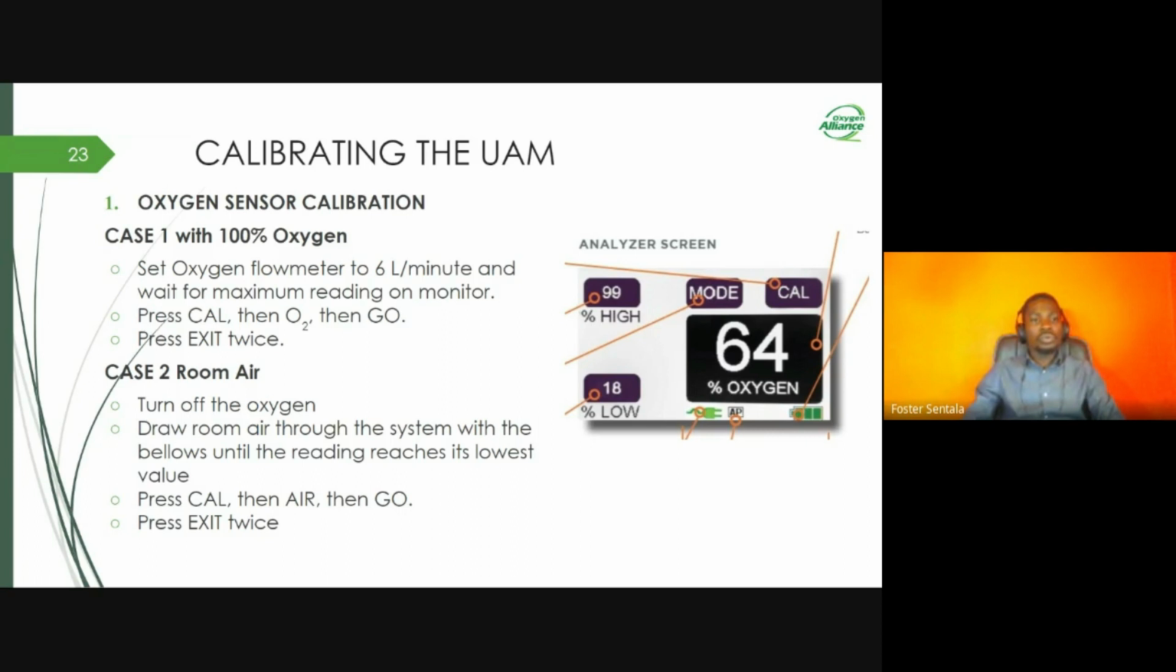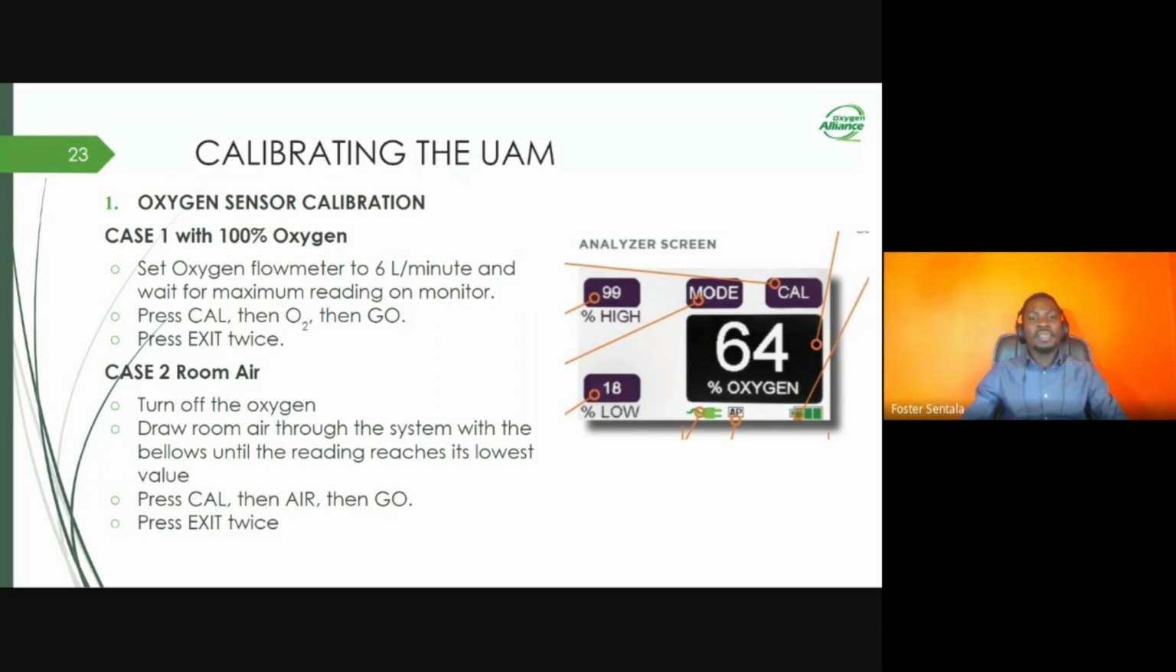To calibrate the oxygen sensor, you use two ways. The first way, you use 100% oxygen supply. This can be a cylinder or a pipeline source. To calibrate using 100% oxygen, firstly, you set the oxygen flow using the flow meter to at least 6 liters per minute, so you have an adequate flow of oxygen into the machine.